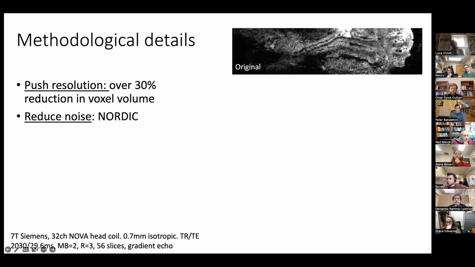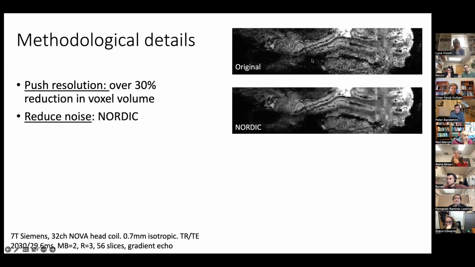So to deal with this thermal noise, we use NORDIC to reduce the amount of thermal noise. And here's an example of the same single EPI image after NORDIC, and we can see that all the speckly noise is gone, and the important fine grain details are preserved. For example, the gray white matter contrast here is very clearly identifiable.